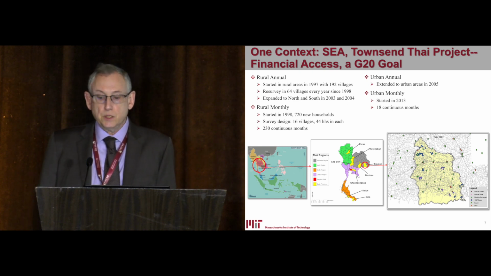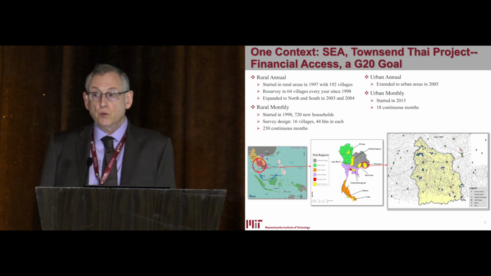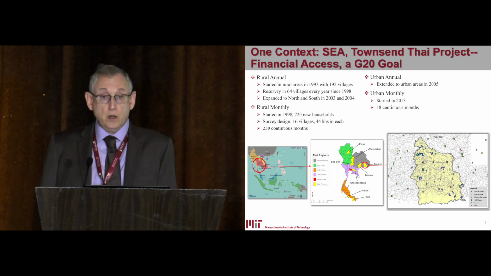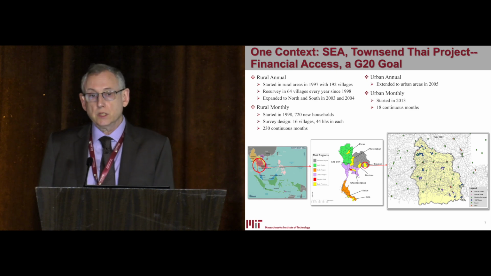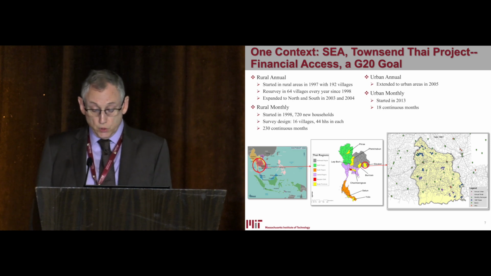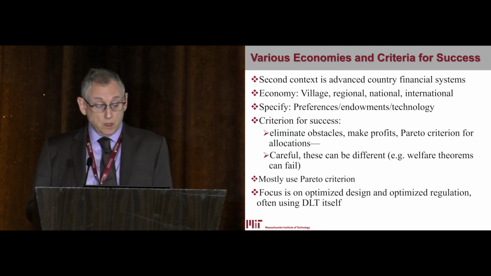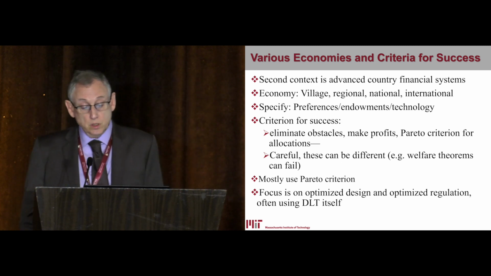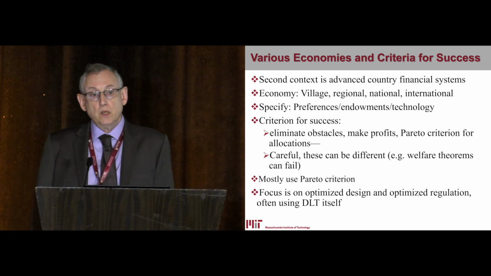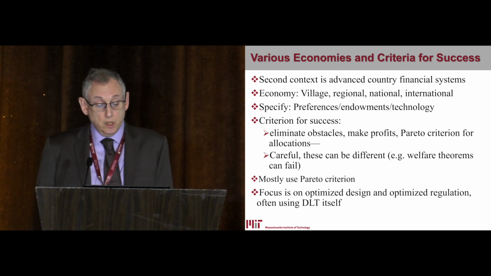There's some details on these slides about these surveys, which would probably take me too far afield, but the pictures tell part of the story, going from Thailand in Southeast Asia to various provinces in Thailand, to a blow-up of a single province with the location of banks and villages and road networks and so on. So when I say in context, I could mean a village, I could mean a region, a national, or even international economy. And likewise, I'm not going to restrict attention simply to emerging market countries. I'll have a lot to say about advanced country financial systems.